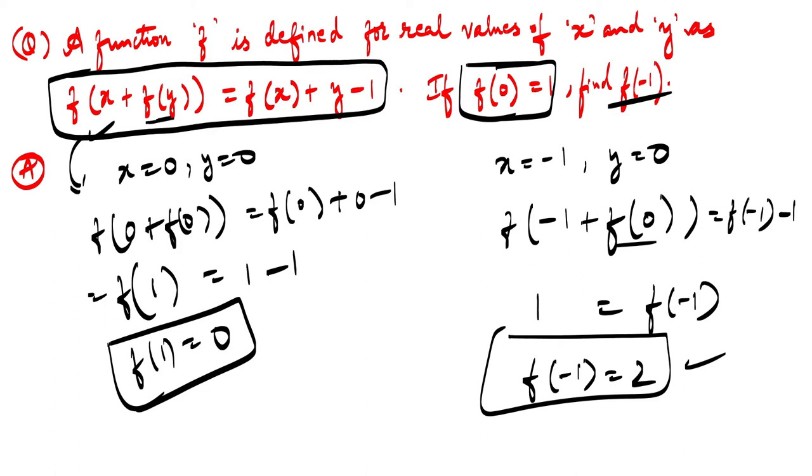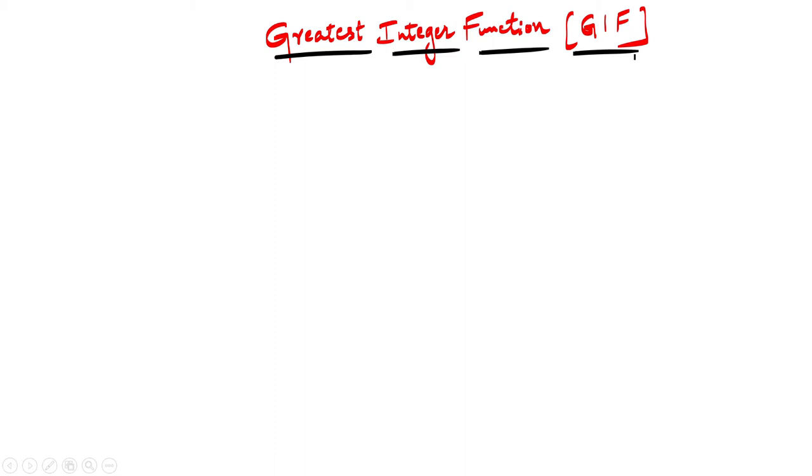So this is just manipulating the values, and we are just calculating what we have to calculate. There's no formula or anything, you just have to think, substitute values and derive the values. So let us move on to the next concept, which is the greatest integer function, GIF.